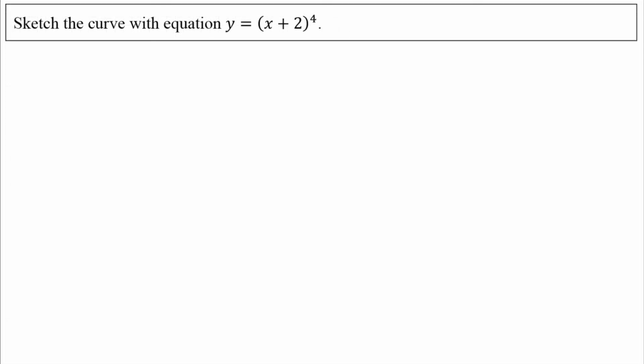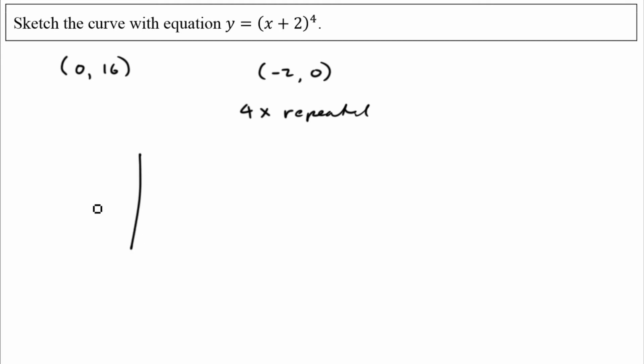Another example with a repeated root, this time a root repeated 4 times. It should be clear that we have an intersection with the y-axis of (0, 16), and an intersection with the x-axis of (-2, 0). But this x-axis intersection is a 4 times repeated root. Also, because we have a positive coefficient of x to the 4, we will be in a situation where our graph begins and ends above the x-axis.